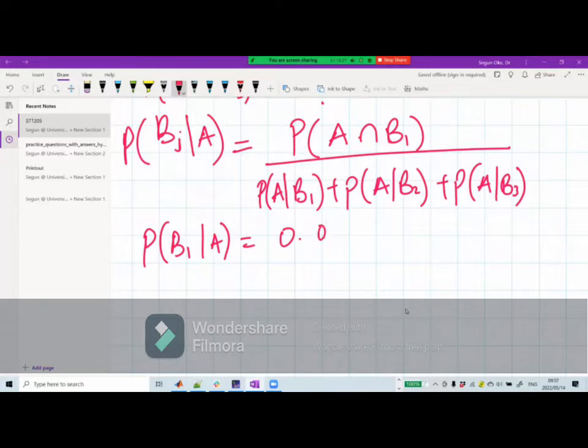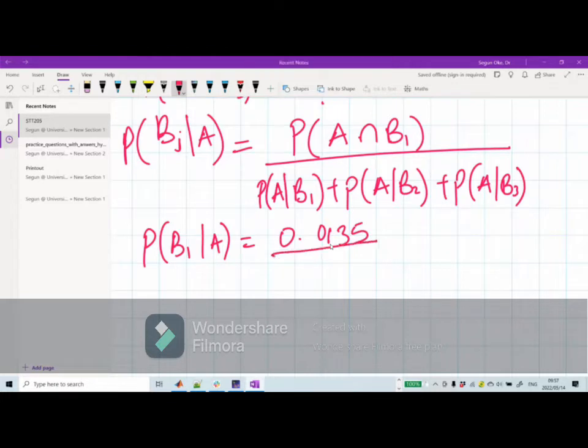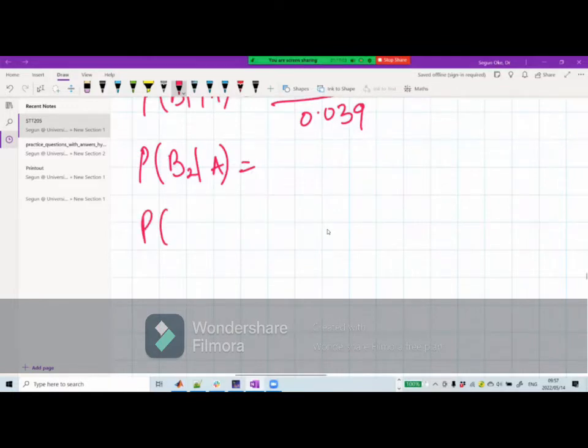0.0135 divided by 0.039. Thank you. When you divide it, what do you have? Then you do the same thing for B2 given A. Then you do the same thing for B3 given A. What do you have?